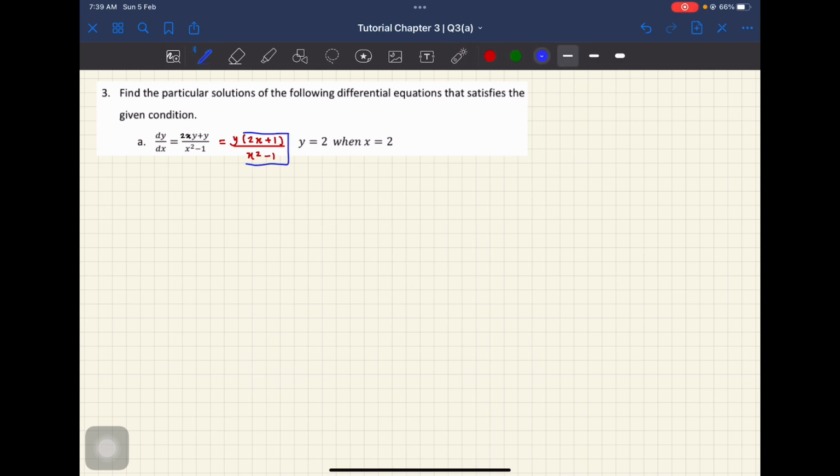Okay, and then we can actually see dia dah separate. So this one over here adalah x. Okay, and then this one over here is just y. And the relationship between y and also the fraction of x adalah multiply. So bila di dalam bentuk macam ni, maksudnya kita boleh pindahkan lah. So we can bring this y to the other side and then bring this dx to the right hand side. Okay, so saya akan dapat 1 over y dy and then equals to 2x plus 1 over x square minus 1.